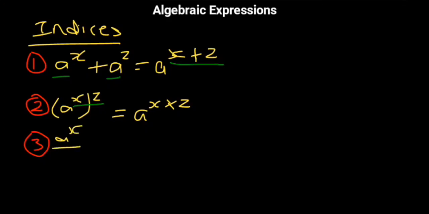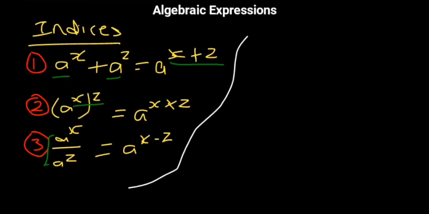Our last point, similar to point 1: instead of us multiplying, if we were to divide, we will have a to the power of x divided by a to the power of z. Once our bases are the same, a and a, then we would just need to subtract. So instead of adding, as we did with the multiplication, we now need to subtract. So we'd have a to the power of x minus z. And that is how we can use indices to simplify our algebraic expressions.